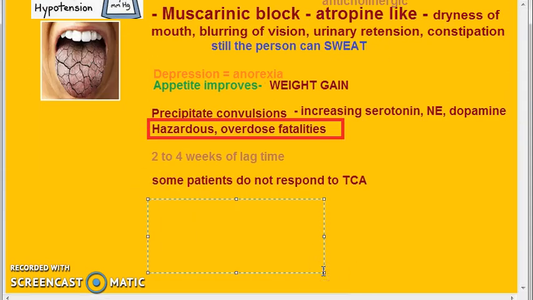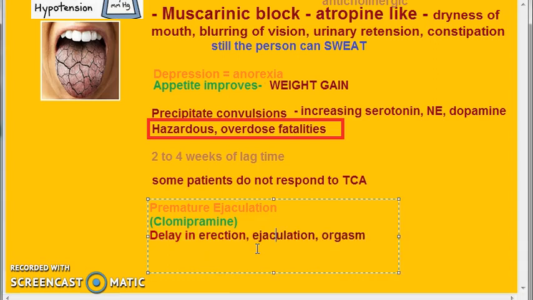See here. The person had premature ejaculation, right? So you gave a tricyclic antidepressant, right? Now what happens? Which tricyclic antidepressant did you give for premature ejaculation? The drug was clomipramine. That is what you gave, or you can give SSRIs. But here we are talking about TCA. So clomipramine, which you gave, is supposed to make sure that the premature ejaculation doesn't happen. But the problem is there can be delay in erection, ejaculation and orgasm. Okay.